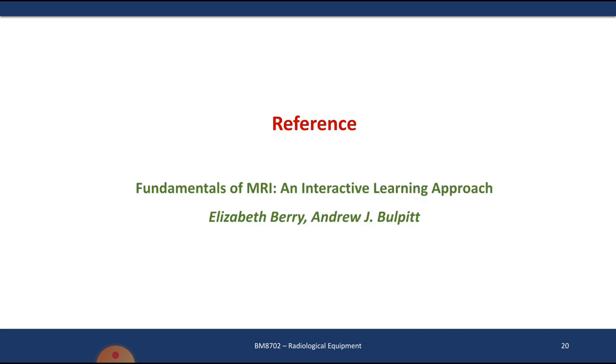All these things are referred from this book. This is just to understand the basics about your MRI systems. In the next lecture we will look at the physics of MRI.